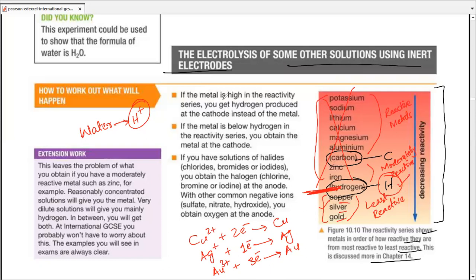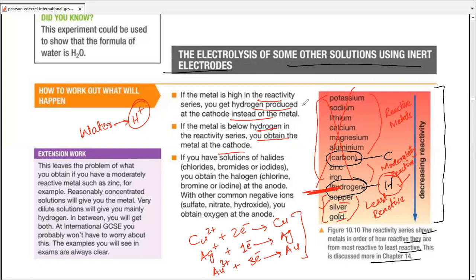So that's why they say if the metal is high in the reactivity series, then you get hydrogen at the cathode instead of the metal. So it's pretty easy. Most of the time we'll be producing hydrogen in the case of solutions. Coming to the second point, if the metal is below hydrogen in the reactivity series, only then you obtain the metal at the cathode, and there are only three of them: copper, silver, gold. That's about it. These are their equations.